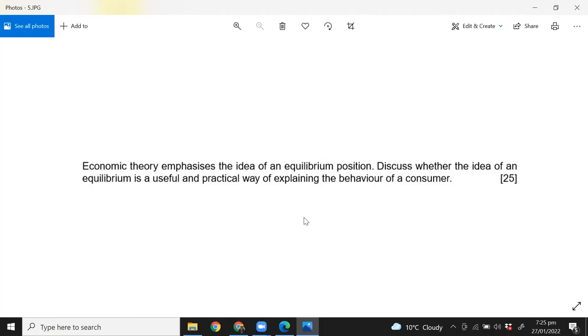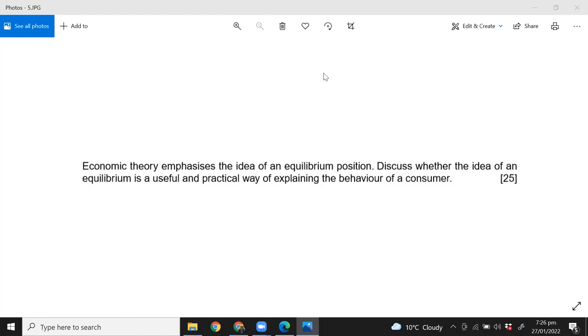Now the question here says economic theory emphasizes, can you see my screen, students? So economic theory emphasizes the idea of an equilibrium position. Discuss whether the idea of an equilibrium is a useful and practical way of explaining the behavior of a consumer. Okay, great. Now think about this, students.